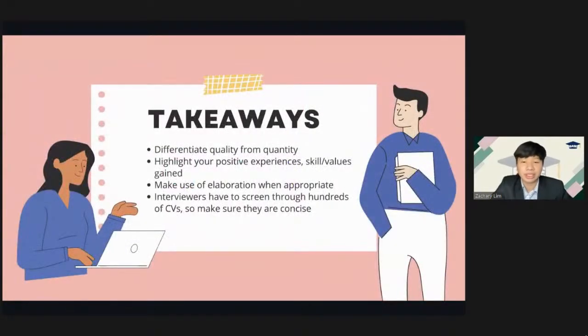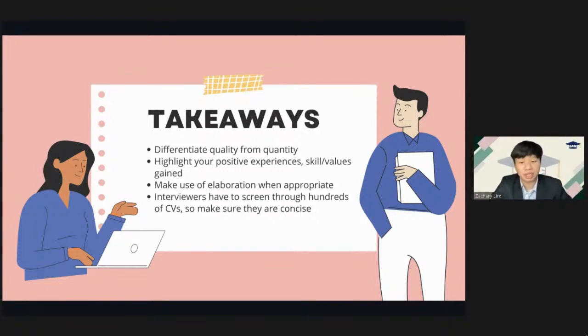Yeah, so this is, I think, the last slide. So some key takeaways: try to differentiate quality from quantity. You don't want to have a full 2 pages cluttered with all the activities and achievements that you've done through high school, because if it already looks cluttered and messy in the first place, there's a very high chance that your recruiters or interviewers would just not look at your CV and move on to the next one.